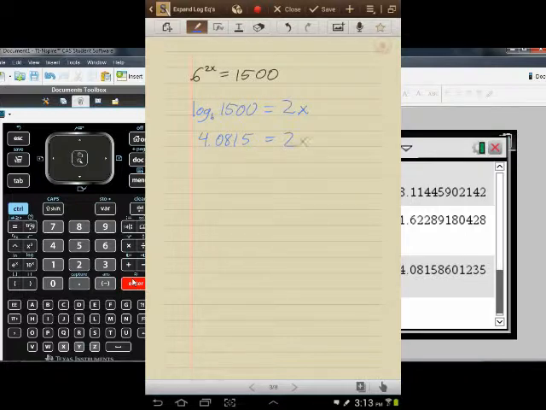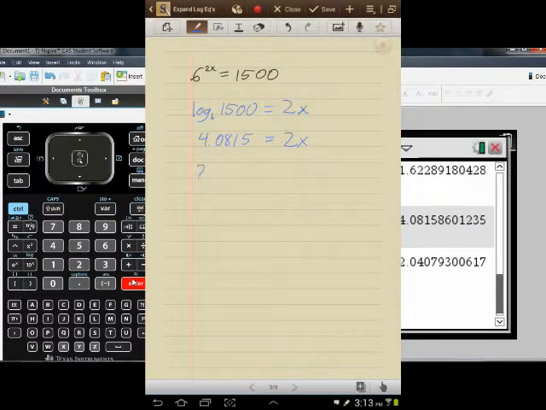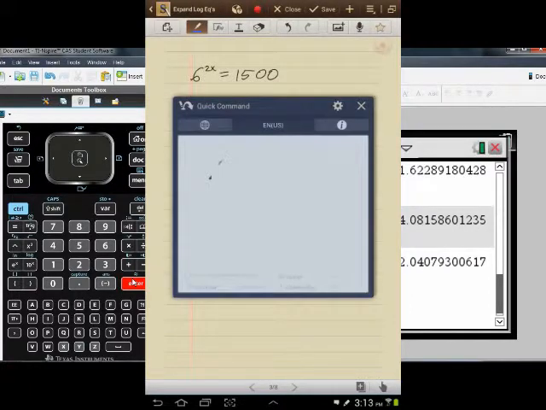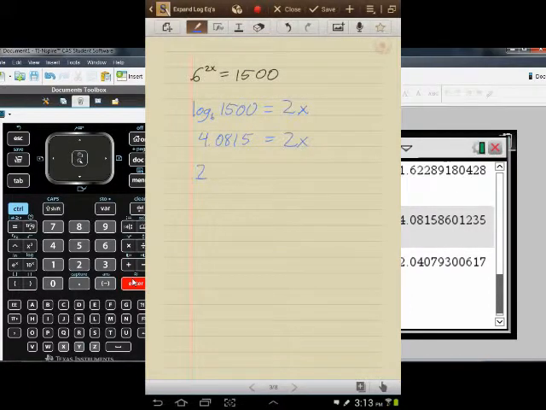4.0815 equals 2x. Divide that by 2. Oops. 2. Whoa, what did I just do? x equals 2.0408.